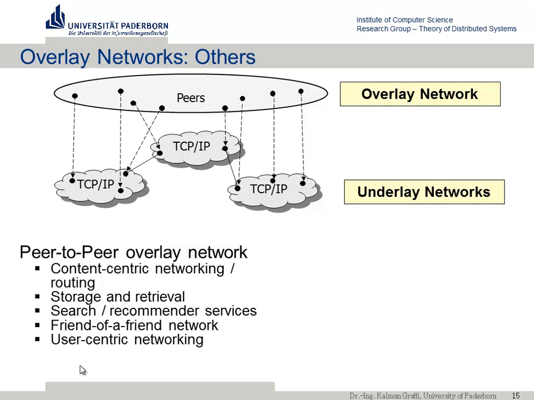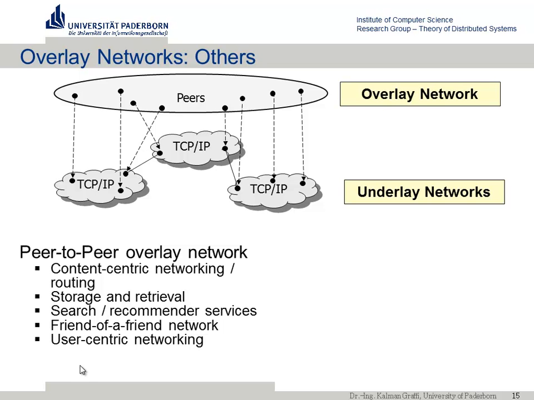Okay, so I want to present some other overlay networks besides peer-to-peer networks. Peer-to-peer overlay networks are typically used for content-centric networking or routing, also sometimes called content-based routing, where you specify what kind of content you want, and the network brings it to you. So you are not routing to a specific node, but to a specific content. Overlay networks are also used for storage and retrieval, so that you can store some content in the network and retrieve it again.